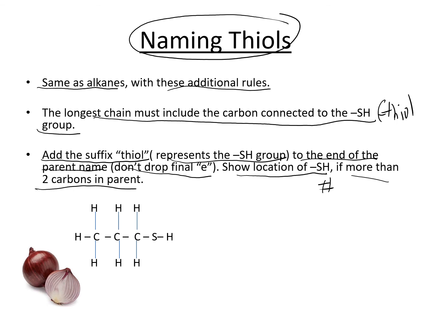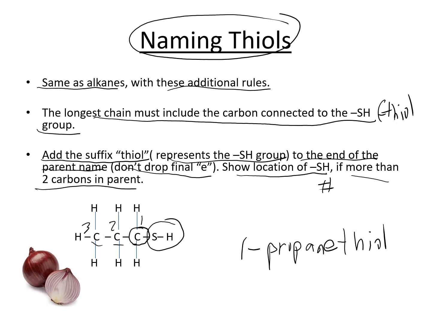So let's name this compound below. We have 3 carbons, so the parent's name is propane. And then we have the thiol attached, so that becomes propane thiol. And we want to show the location because our parent has more than 2 carbons, and that's going to be carbon 1 that it's attached to. So that would be called 1-propane thiol. This is the compound that gives us the odor in onions.